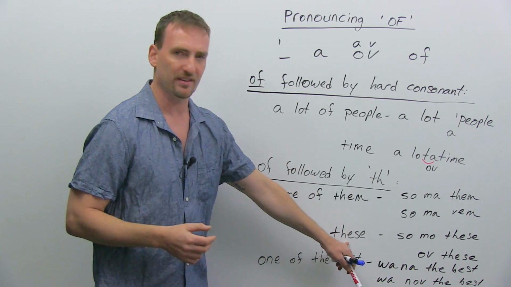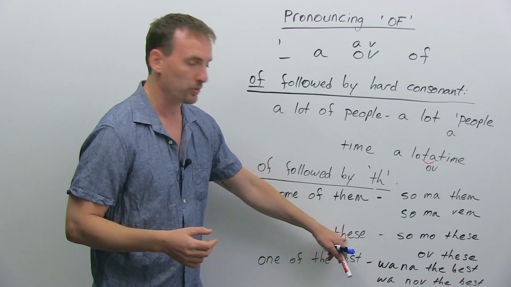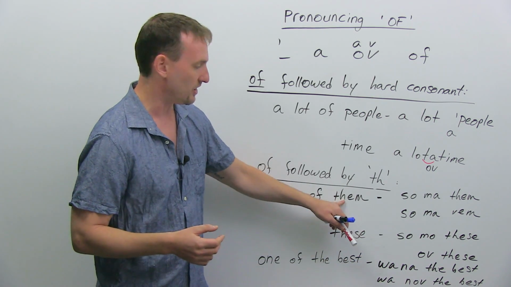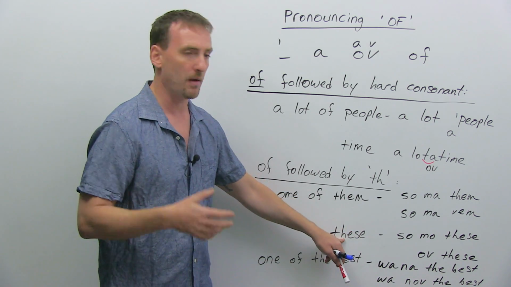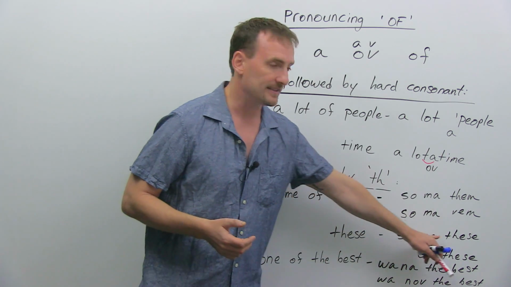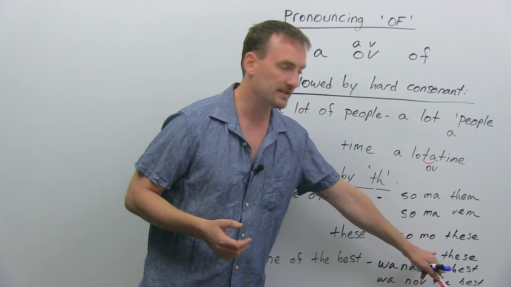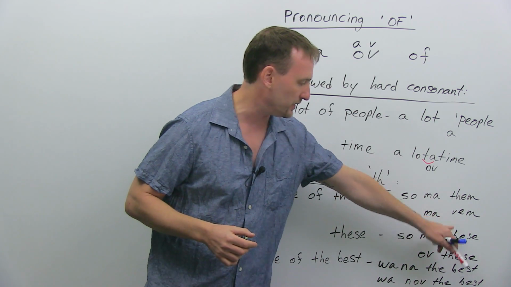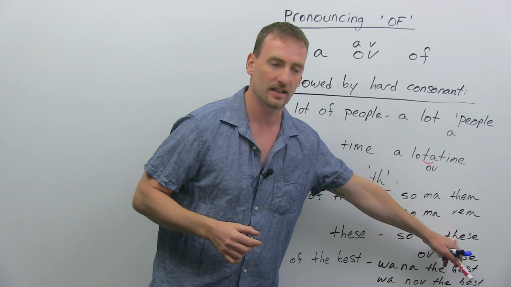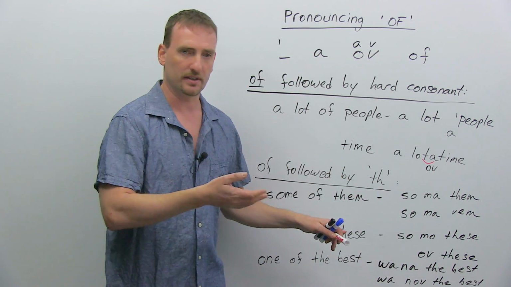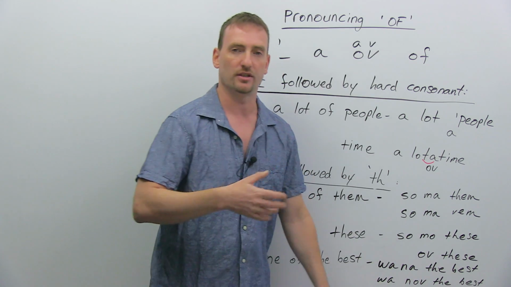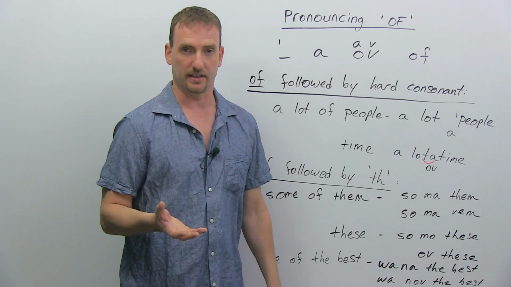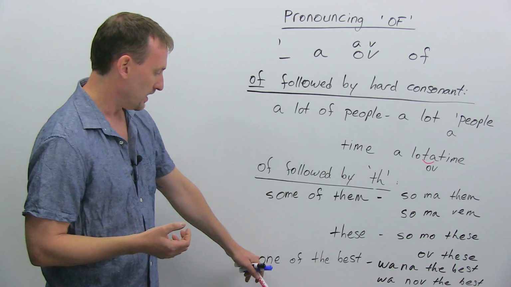But when you have a word like "these," in "these" we don't generally drop the TH. This is common with "them," not common with other words. So "some of these," or "some a these." You have the V, or you have the "uh," but you keep the TH in "these." With "them," you can drop the TH. With "these," you keep the TH. "Some of these," okay?